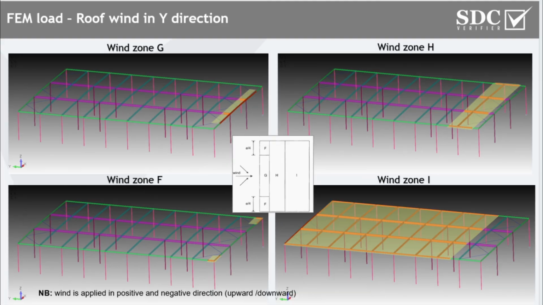Okay, next one, and a typical one, I would say, this is the wind in the X direction, while this one is in the Y direction. The logic is the same. We split our roof into those zones and we apply different magnitudes for them.